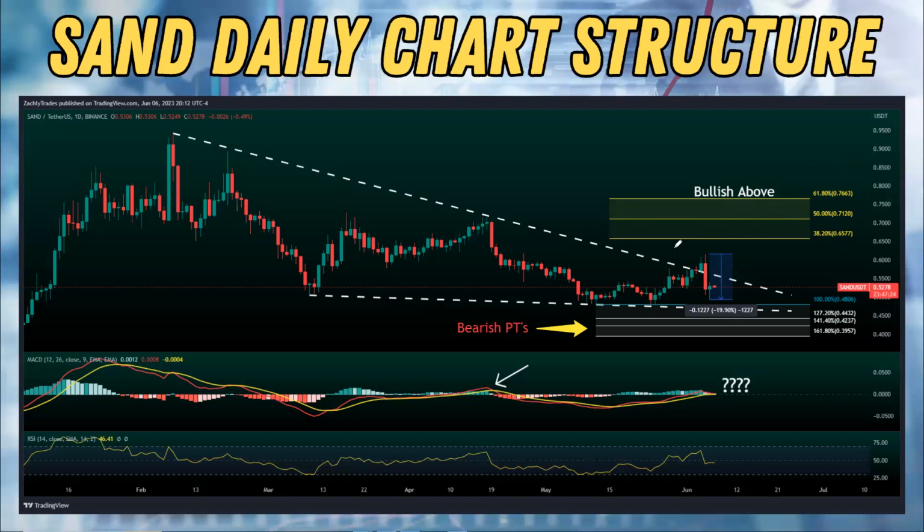All right. So for now, if we break below 0.48, that is going to be the key level that I'm paying attention to right now. If we break below 0.48, we could head down to 0.4432, 0.4237, and 0.3957. Those are going to be the key areas, bearish price targets, essentially right there.